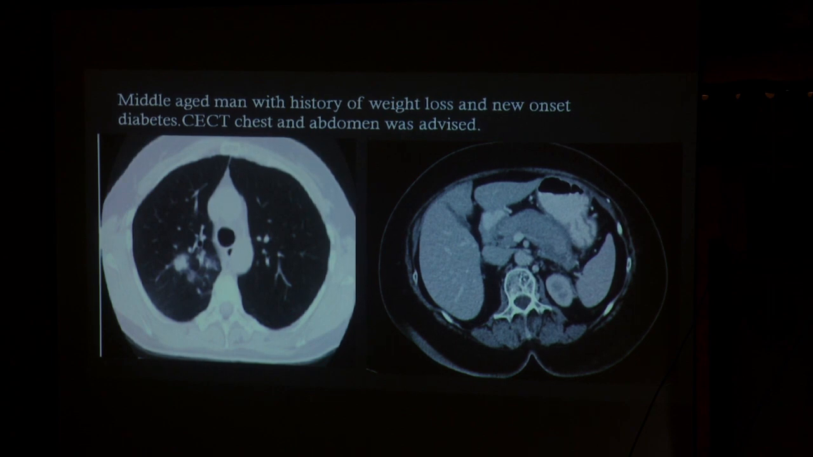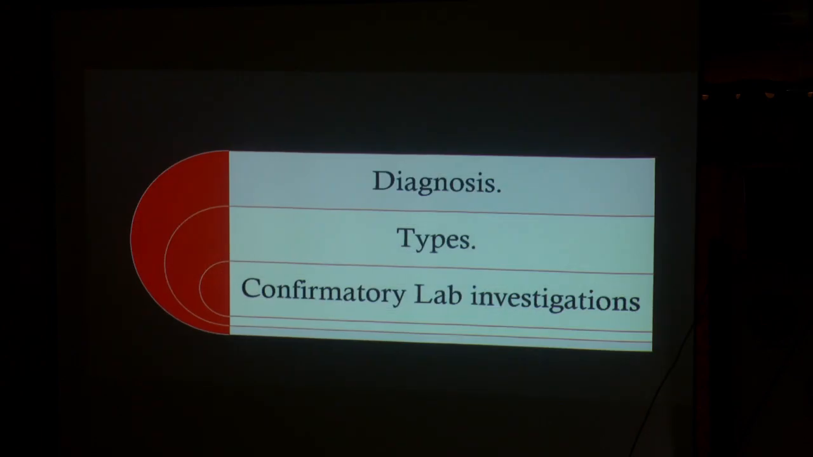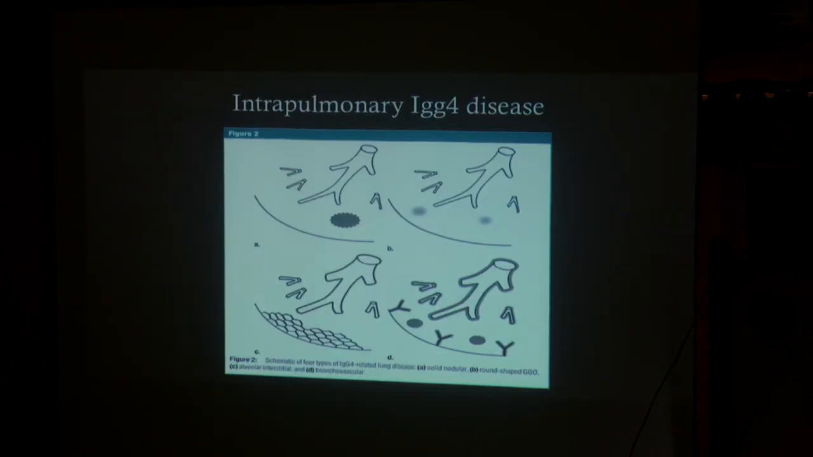in chest, it is either consolidation or nodular consolidation. So it is important to correlate clinically. So what we are seeing here is a nodular consolidation. Intrapulmonary IgG4 types are classified into 4 types: solid nodular, round-shaped ground glass opacities, alveolar interstitial thickening, and bronchovascular.